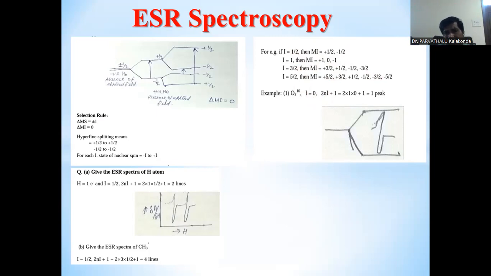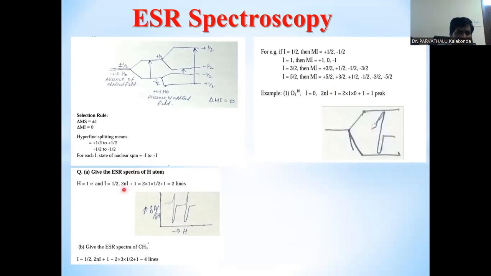Let us take oxygen. If I take I as 0, what happens? The entire thing, the states become only one peak. This is going to be 0 plus 1. So the total is one peak only. You can collect only one peak in the ESR.